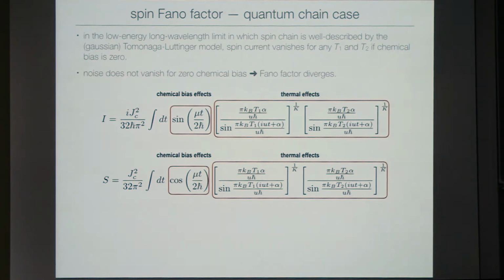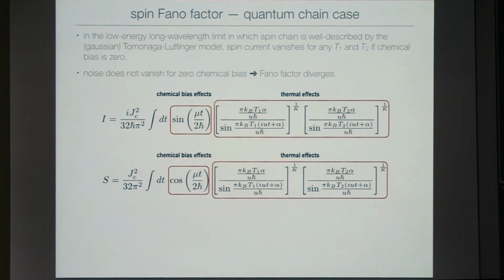Of course, this can be changed if those irrelevant operators play some perturbative role. But as long as we throw away those irrelevant operators, basically the current vanishes for any T1 and T2 as long as mu is equal to 0. Notice here that the chemical bias effect completely decouples from the thermal effects. So if mu is equal to 0, this whole integrand is killed, and so I vanishes completely, but the noise remains. So the Fano factor is just noise over the current, so that diverges.